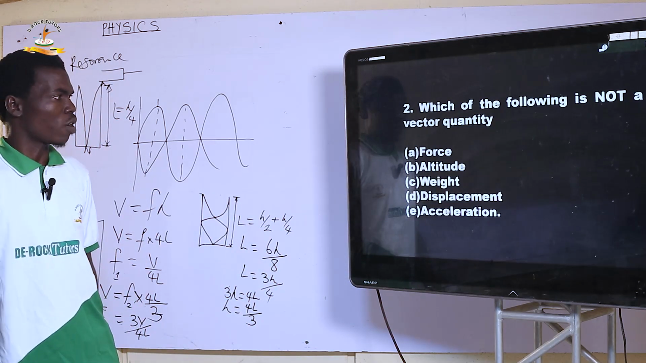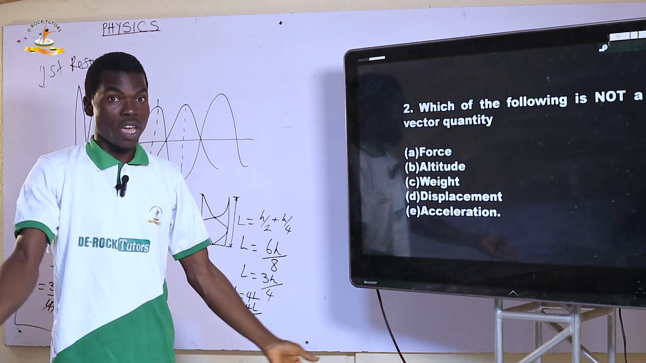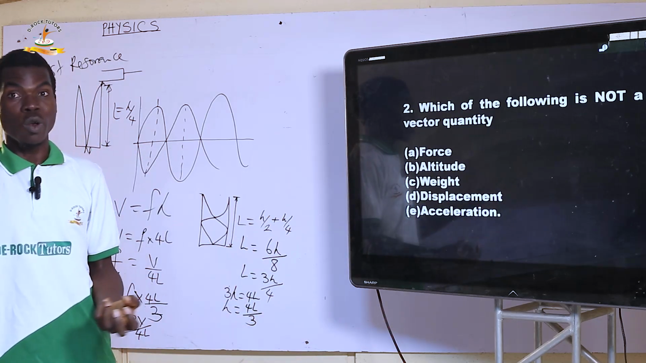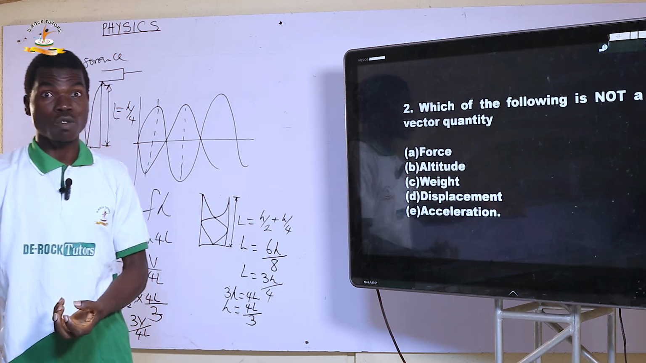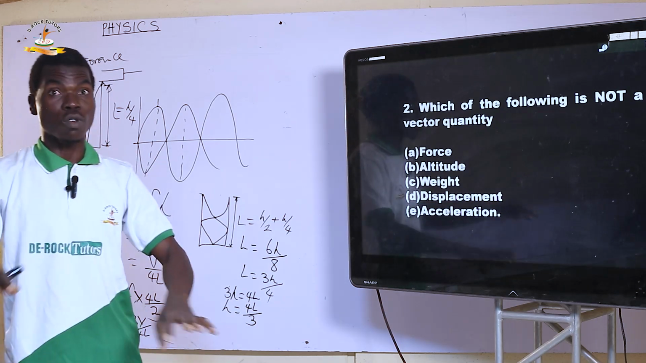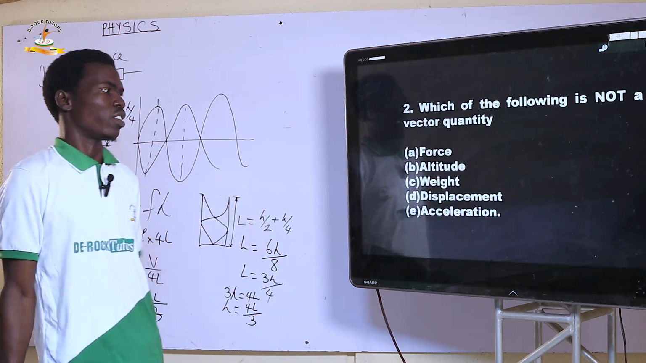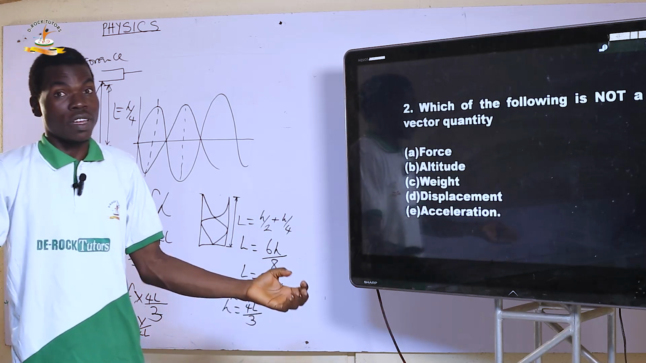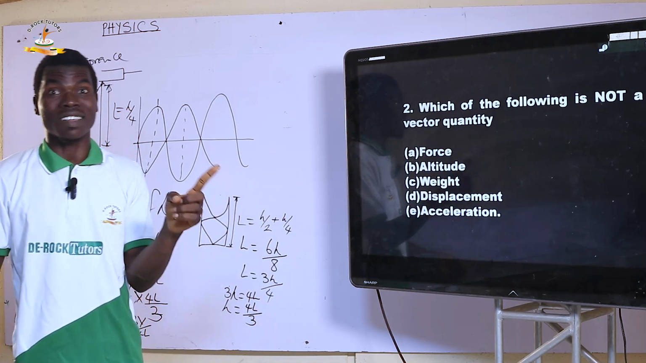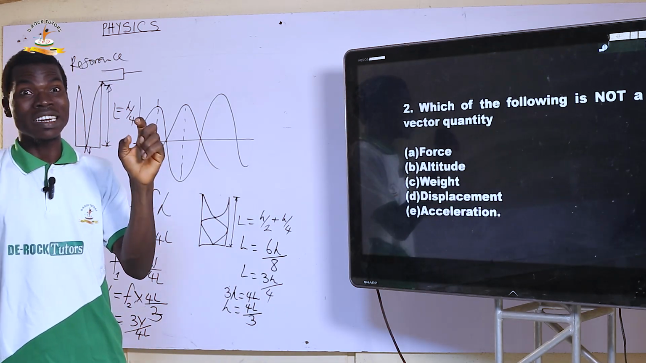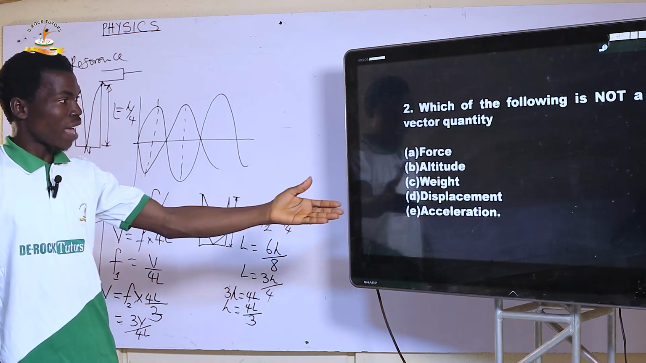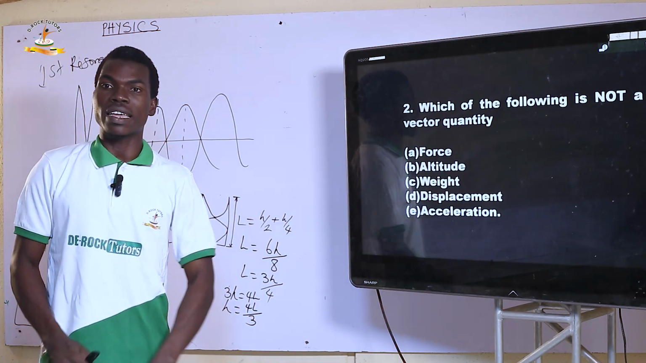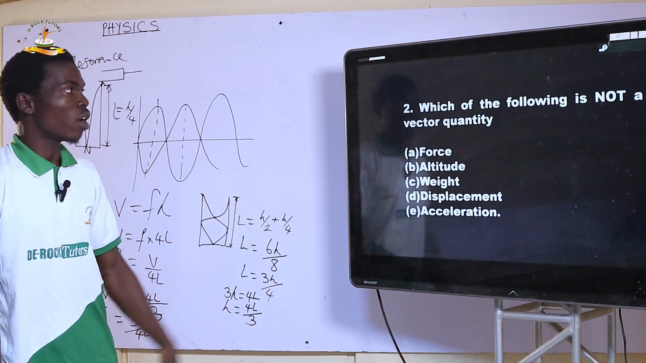But let's take a look at the remaining options. C, we have weight. Weight and force literally mean the same thing, only that weight goes with acceleration due to gravity, while force goes with just acceleration. Displacement is very similar to distance, but displacement takes into account the direction. So it's also a vector quantity. Acceleration is also a vector quantity. So the correct option is B, altitude.